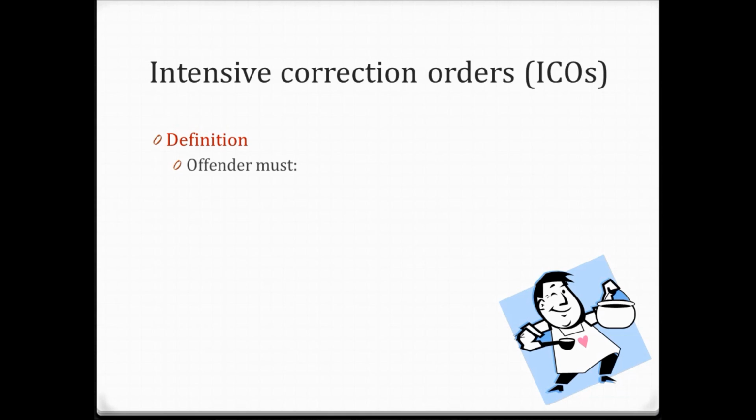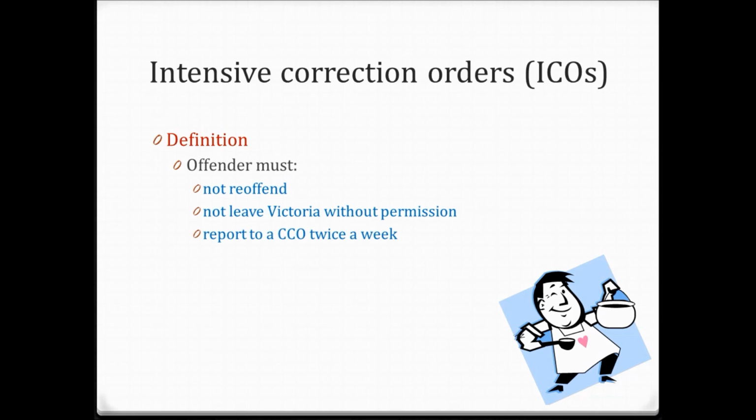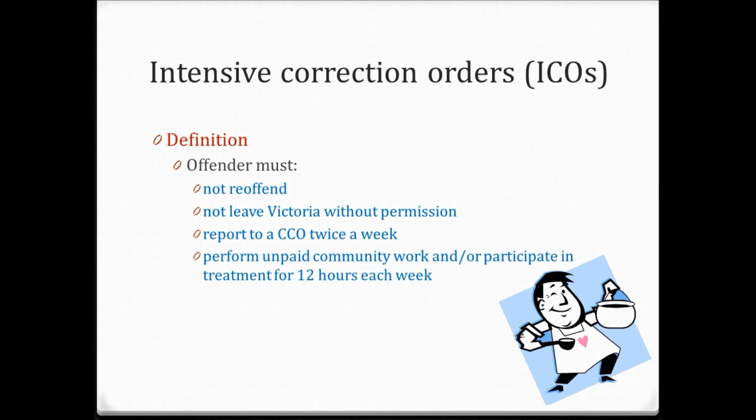So during the time of the intensive correction order, the offender must not reoffend, they must not commit further crimes, they must not leave Victoria without permission, they have to report to a community corrections officer twice a week, and they need to perform unpaid community work and or participate in treatment, either drug treatment or alcohol treatment or some other form of treatment for 12 hours each week. So there's a number of restrictions placed on their freedom.